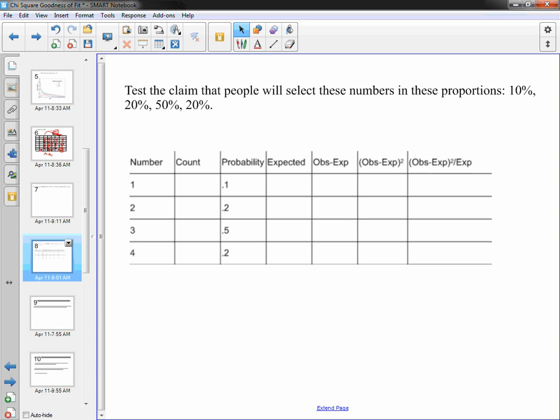So, certain tests claim that if you have people do this, the proportions that they will give these numbers is this, respectively. 10% will give you a 1, 20% will give you a 2, 50% will give you a 3, and 20% will give you a 4. So we're going to use our data that we just took here and test it.